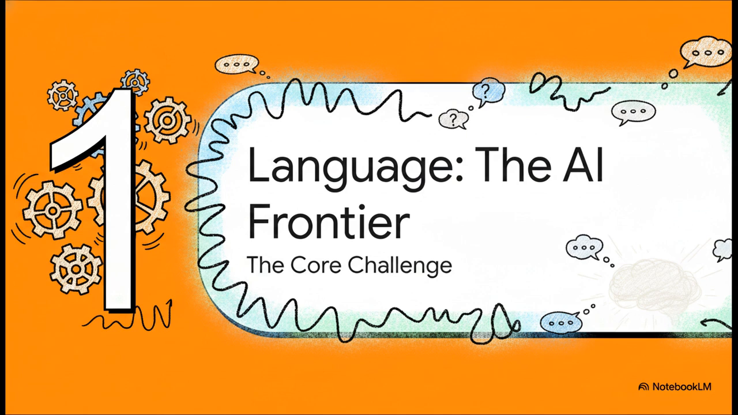Now, to really understand this revolution, we first have to appreciate the problem. For decades, human language was one of the toughest knots for AI to crack. It's not like math, with clear logical rules. Language is slippery, it's ambiguous, and it's all about one crucial thing: context.